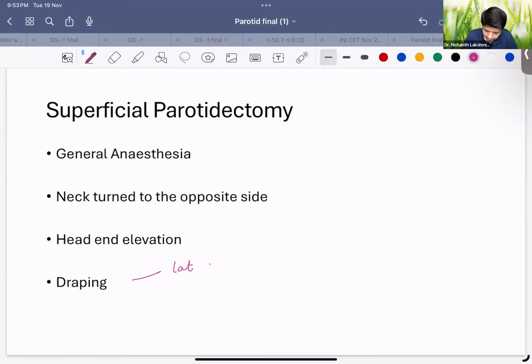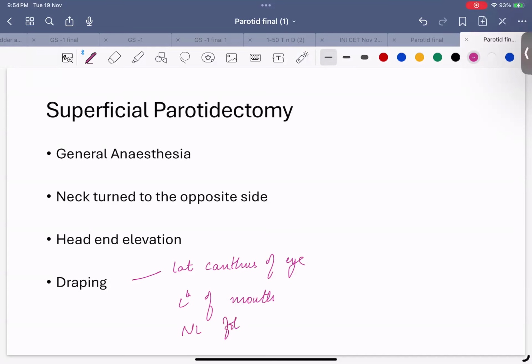Which part of the eye? Lateral. Lateral canthus of the eye, then the angle of the mouth, and the nasolabial fold. These three structures should be visualized.